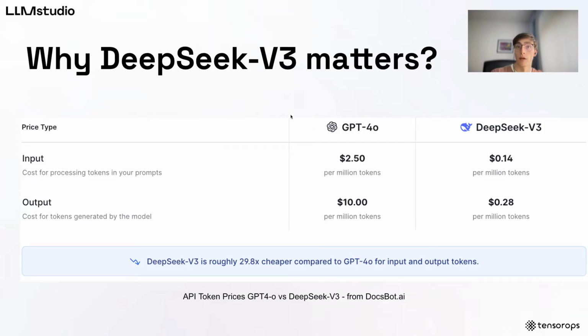Okay, again, why it matters: cost. 30x cheaper, like I said. If we actually look at it, we can see that per million tokens, it's not even getting to 50 cents. And it really makes a difference.